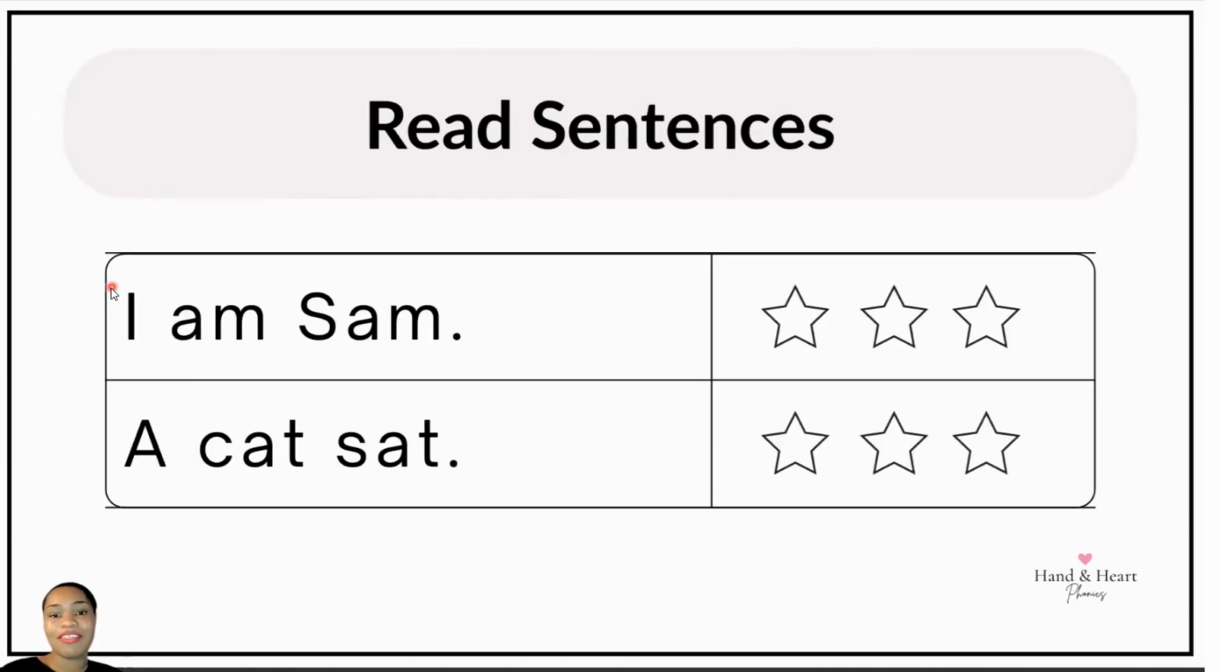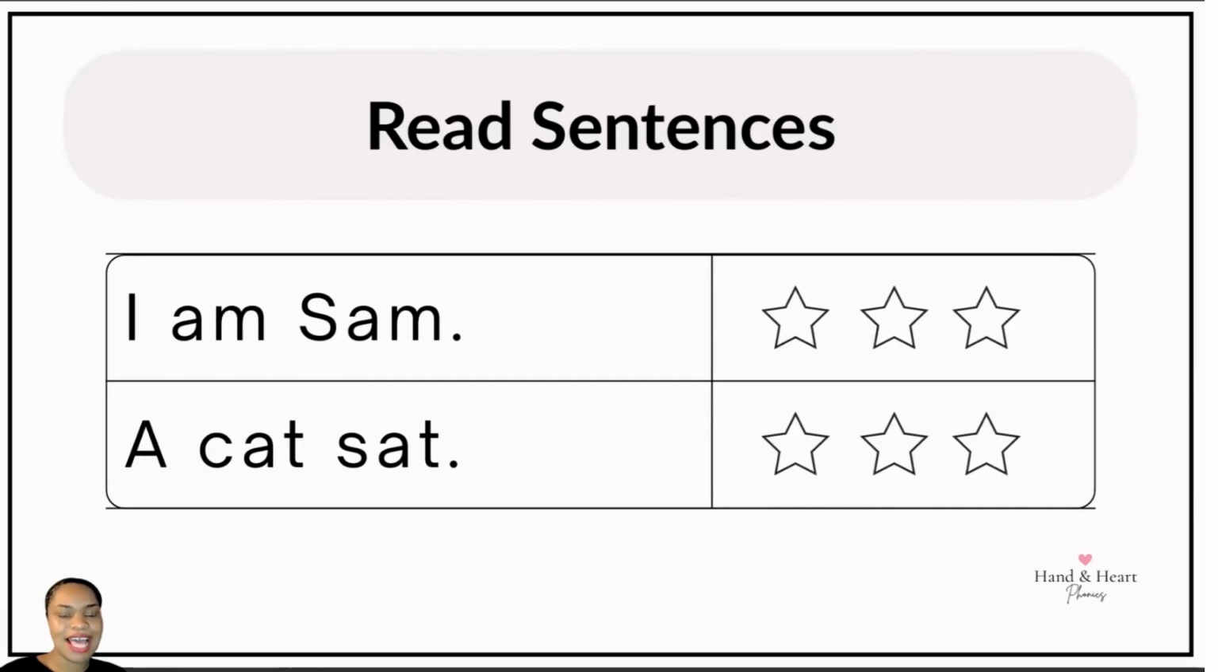Okay, now that you've completed your practice, let's read some sentences together. You will read these sentences 3 times, and then we will continue. The first read, I will read. The second and third read, you will read. Okay? I am Sam. Your turn. Last time. Great job. Yes, I am Sam.